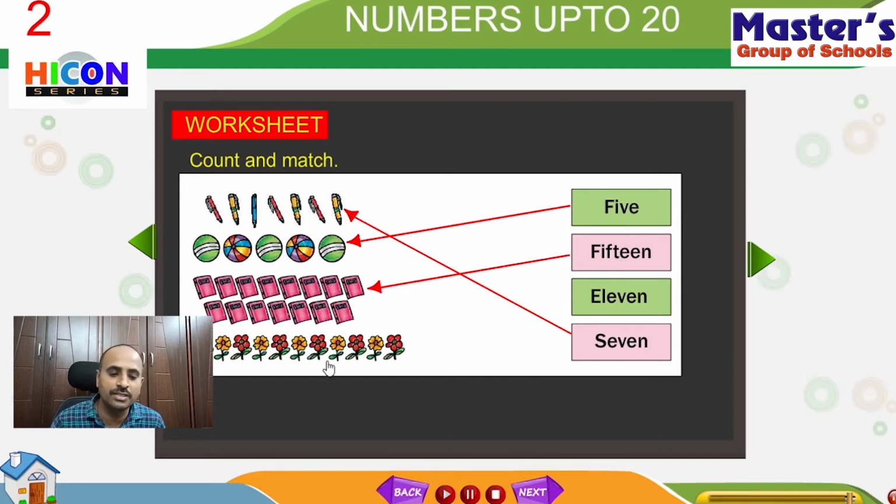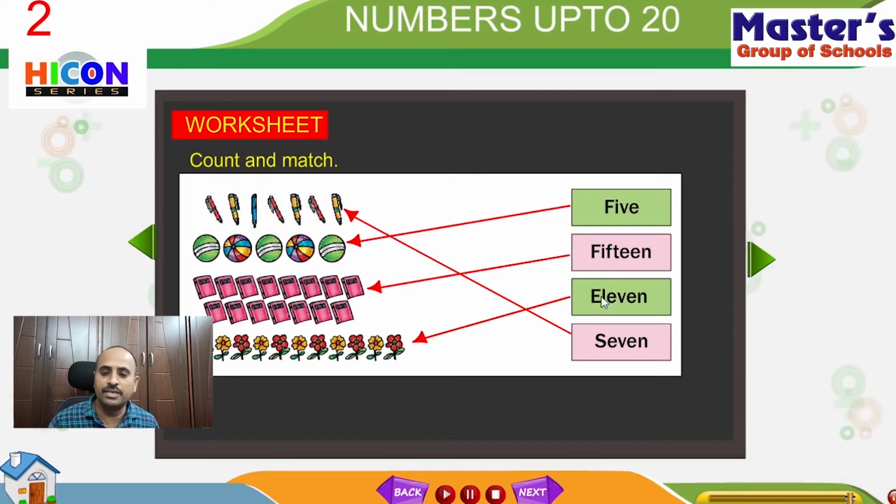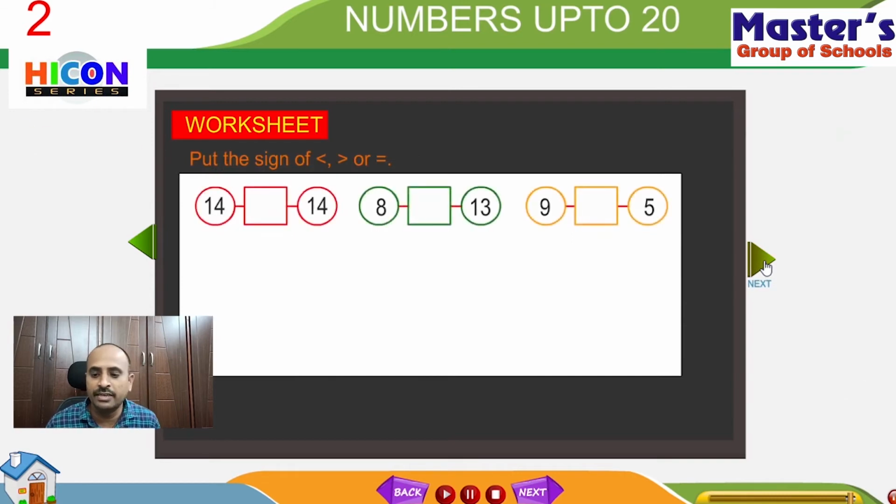So children, observe the last set of pictures. We are observing some flowers in there. So let us count the number of flowers. So 1, 2, 3, 4, 5, 6, 7, 8, 9, 10, 11. So children, there are total 11 flowers. So match these flowers with the word 11. So here is the word 11. So match the flowers with the number name 11. So children, this is the way how to match the given objects with their corresponding number names. So let us enter the next activity.